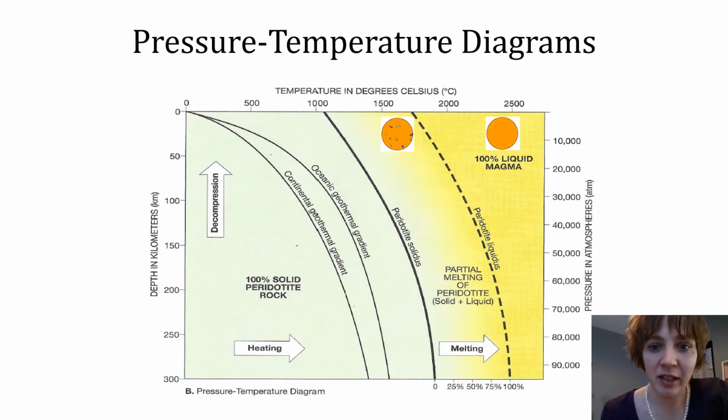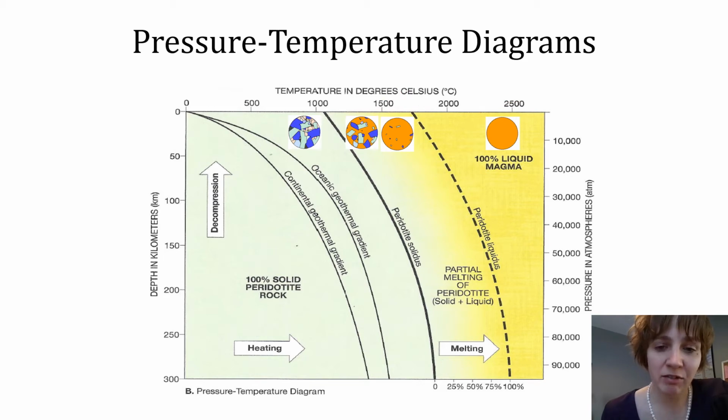The other line over here, the dashed line, is the peridotite liquidus line. This represents conditions at which every single crystal in the sample would have melted. So on one side of the line, material is 100% liquid, and on the other side, it still contains some small proportion of melt.